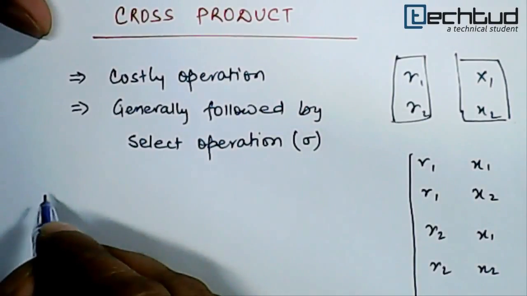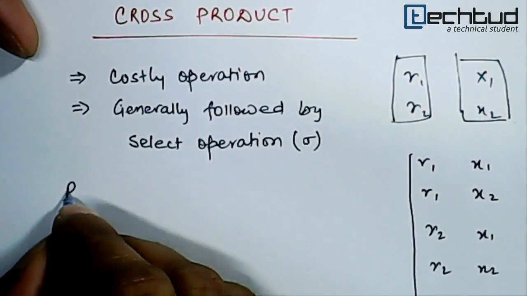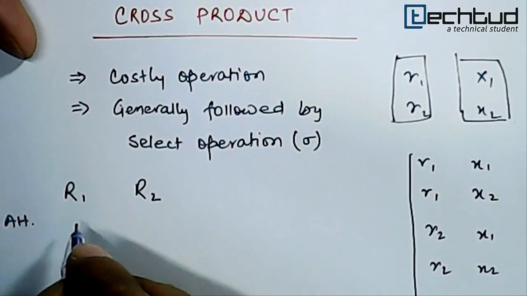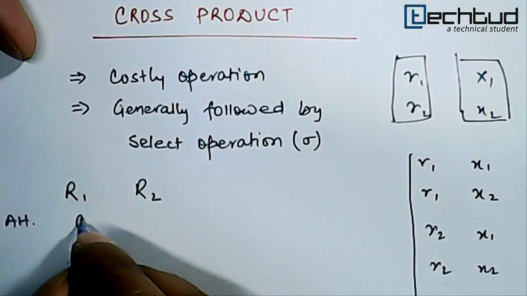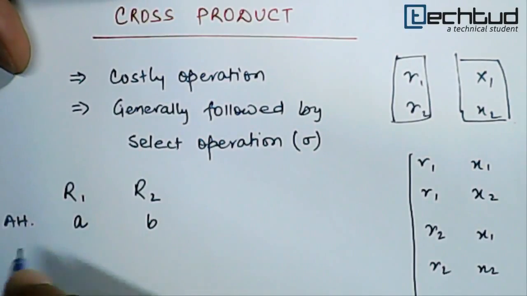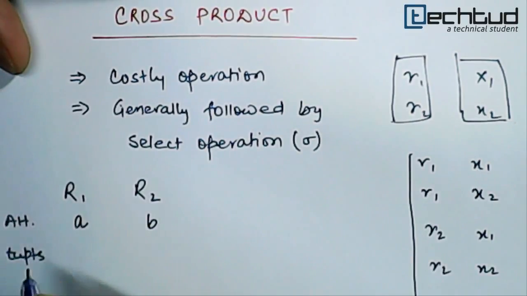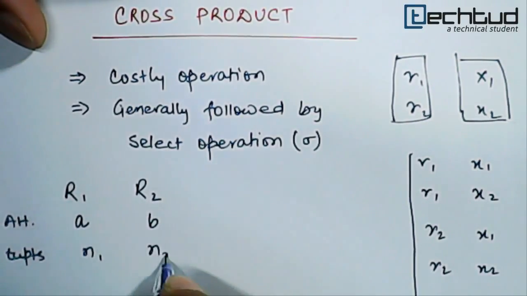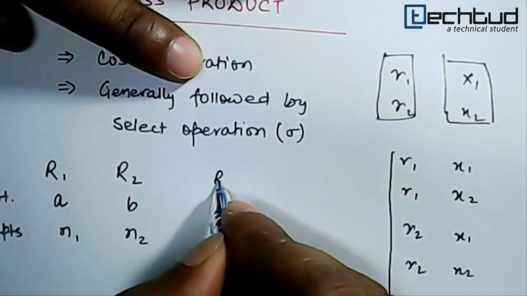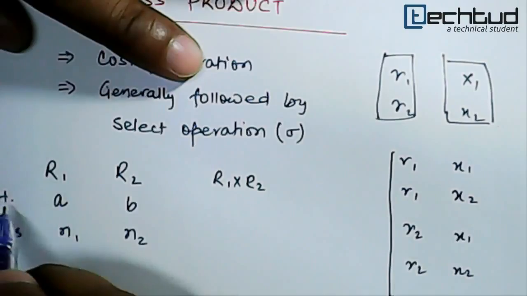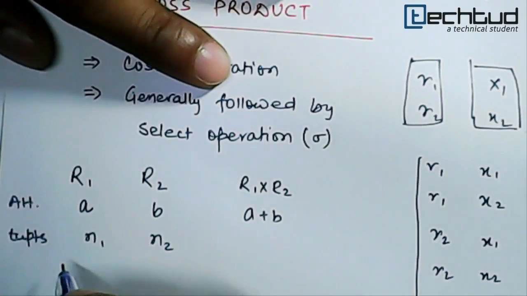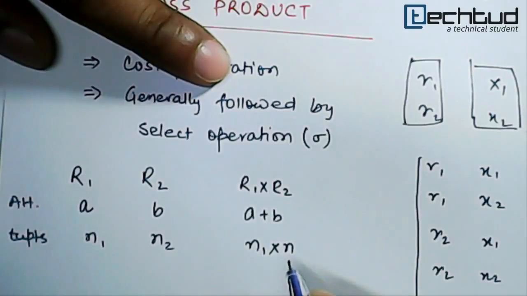Now let's say we have two relations R1 and R2, and these two relations have, let's say, A and B number of attributes. And the number of tuples in both the relations are, let's say, n1 and n2. Then what will be the resultant R1 cross R2? The number of attributes will be A plus B, and the number of tuples will be n1 into n2.